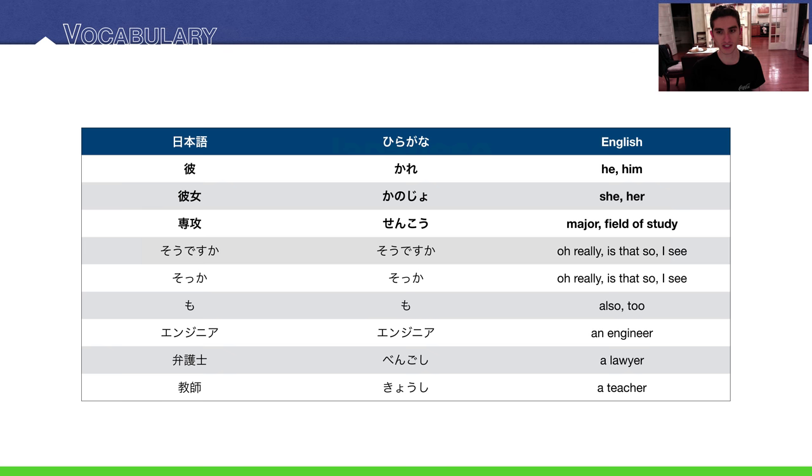Next is mo, which means also or too. And then three occupational words right here: an engineer, a lawyer, and a teacher. Engineer. 弁護士, lawyer. 教師, a teacher.